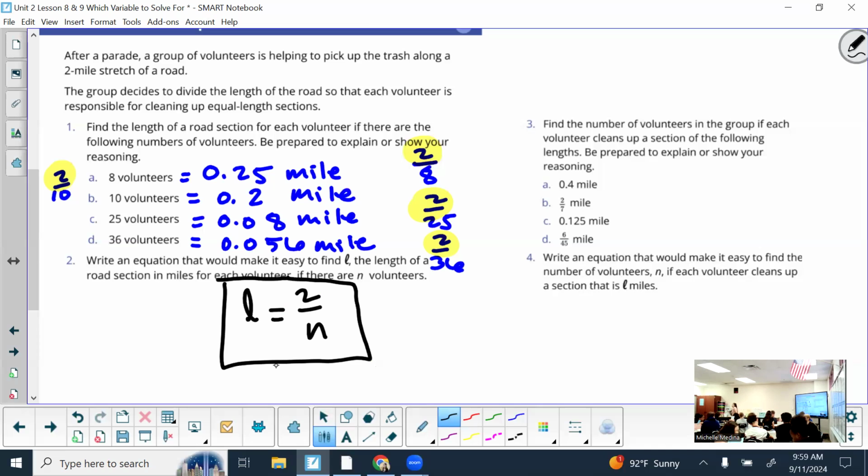Now, the other part you had to do, and I did give you time, you may or may not have done it yet, but I'm sure you could figure it out if you're called on. You had to now take the length that each person would have to clean up and tell me how many volunteers there were. So that's what I'm gonna ask you next. I forgot what table I left off on. Okay, table 6. If each person has to clean 0.4 of a mile, how many volunteers were there?